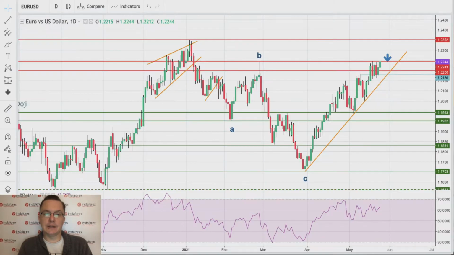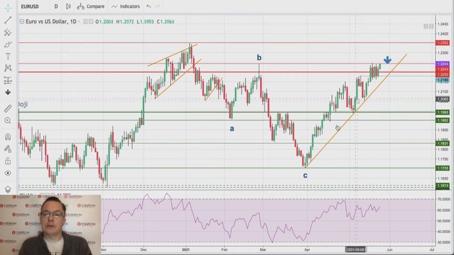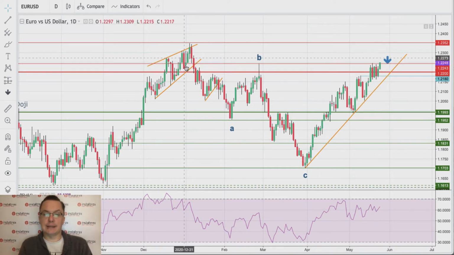Okay, let's take a look at the euro dollar. What is going on here? On the euro dollar, we are trading up towards technical resistance 1.2248. We are breaking higher above this level, so the top of the wave B has been violated, and the ABC corrective pattern is right now gone.